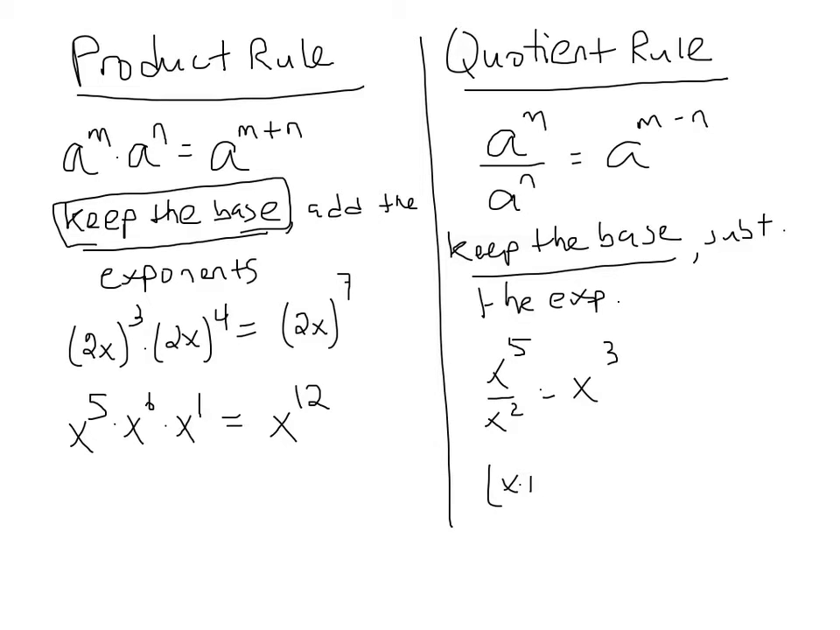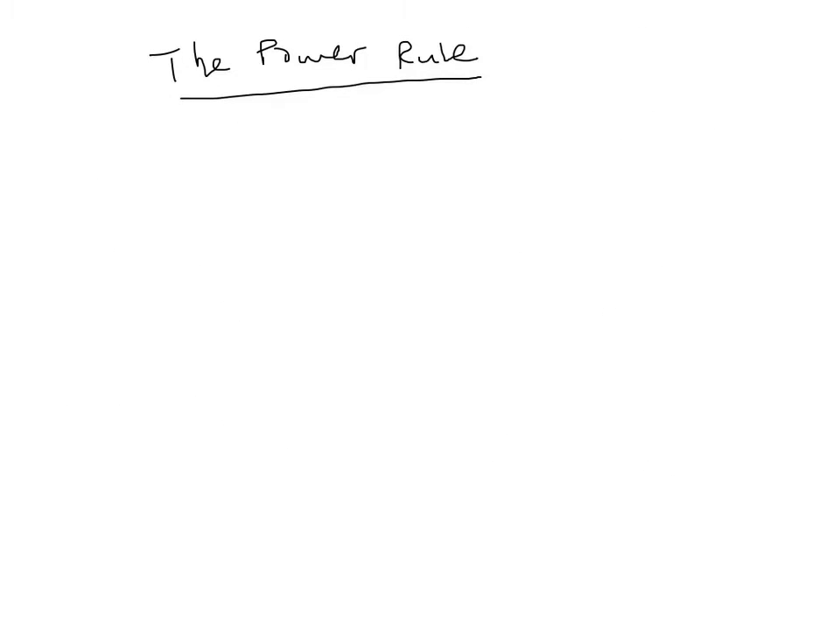We might have (x plus y) to the 10th divided by (x plus y) to the 2nd. We're going to keep the base, and we're going to subtract the exponents and get (x plus y) to the 8th. The power rule, which is our next rule, states that if you have a single base raised to a power, and then that whole term is raised to another power, you keep the base, and now we're going to multiply the exponents.